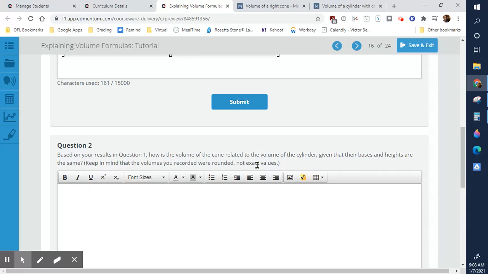So what we're going to say is the volume of a cone is about 1/3 of the volume of a cylinder, which I think is pretty interesting. It's interesting to see that.